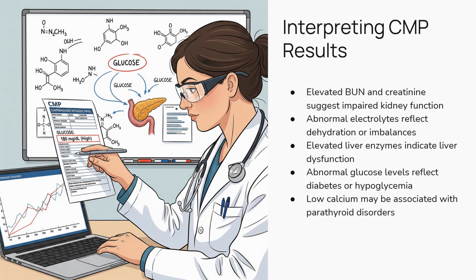For elevated liver enzymes, those ALT, AST, and ALP, increased levels of these enzymes can indicate liver dysfunction, which can result from inflammation, infection, liver injury, or bile duct obstruction. They serve as important markers for monitoring liver health and detecting damage.